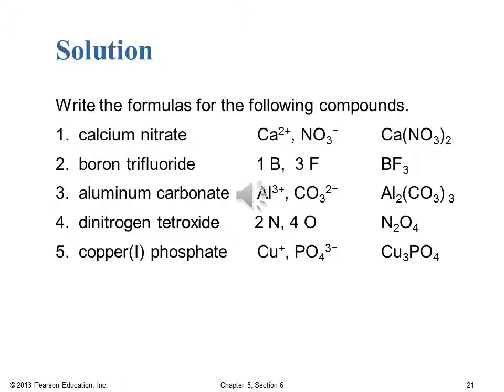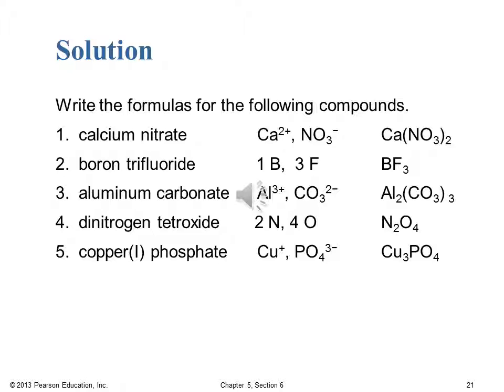Dinitrogen tetroxide, well, that's pretty nice and simple, right? These are fairly easier to do, I think, to decode the name and write the formula than to go the other way. So we have 2 nitrogens, 4 oxygens, and we end up with N2O4 as our formula.